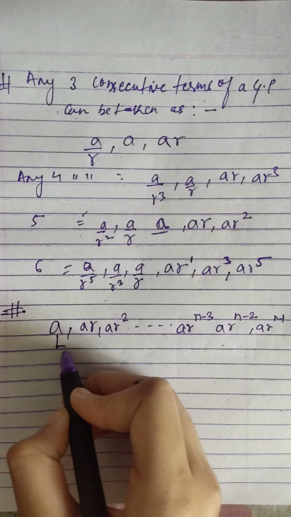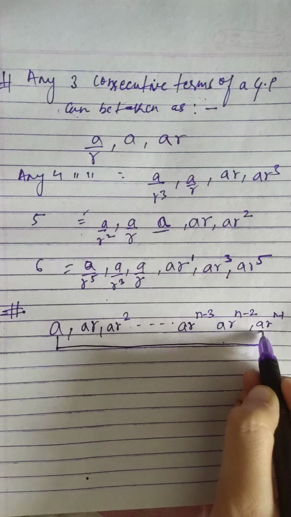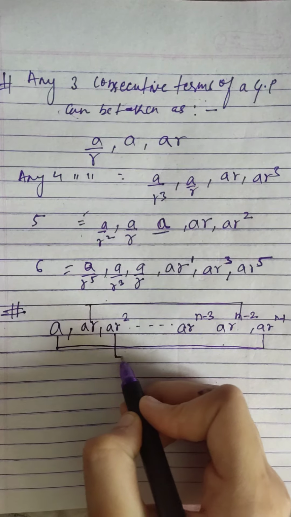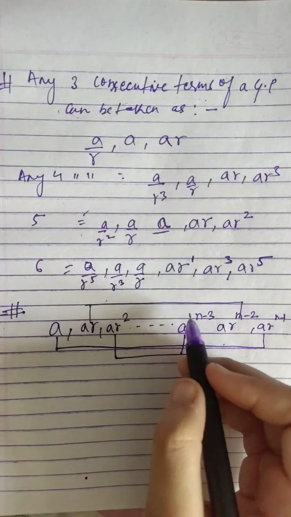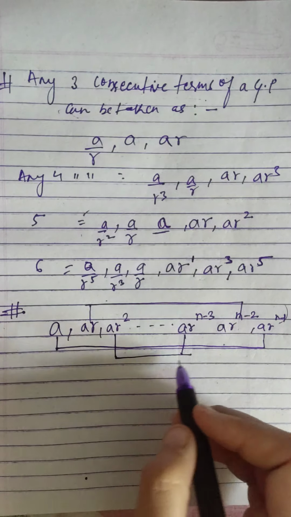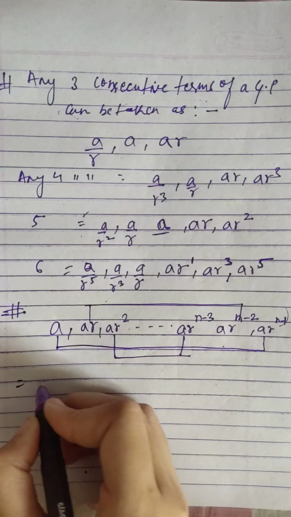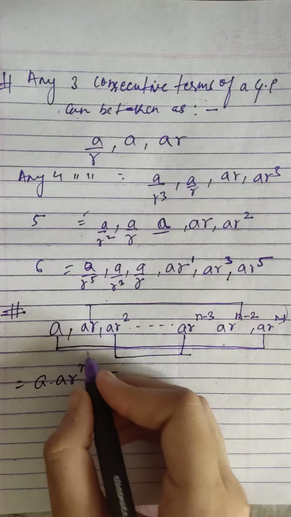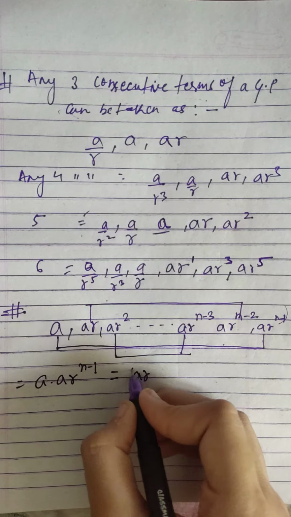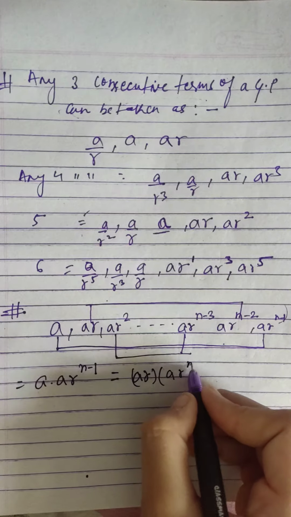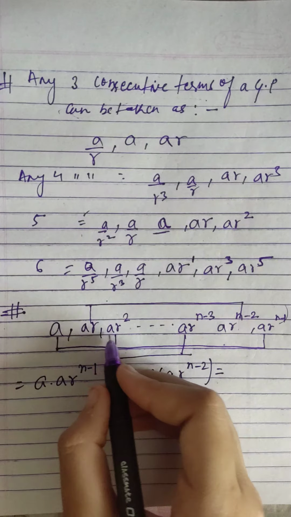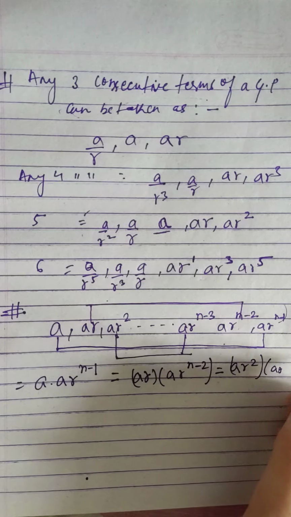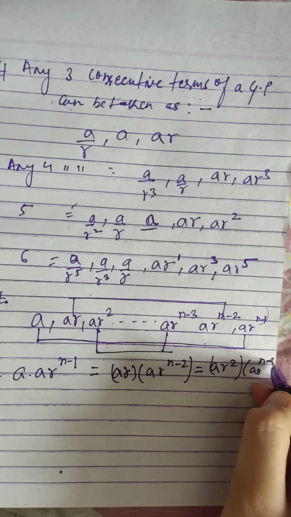Then if we are multiplying the first term with the last term, second with second last, third with third last, fourth with fourth last, then all the products of those numbers are going to be equal. Like a into a r to the power n minus 1 is going to be equal to a r into a r to the power n minus 2, and this is also going to be equal to a r square into a r to the power n minus 3.